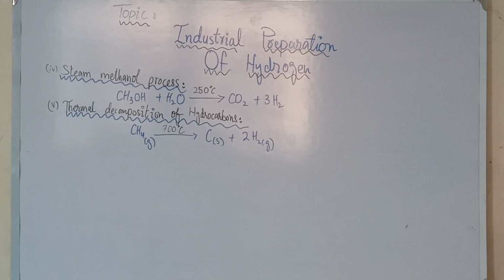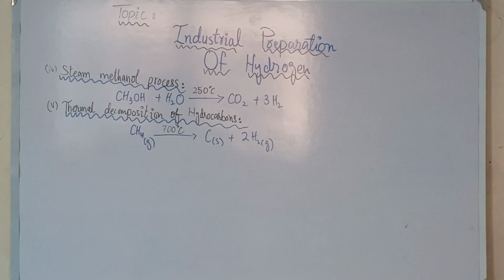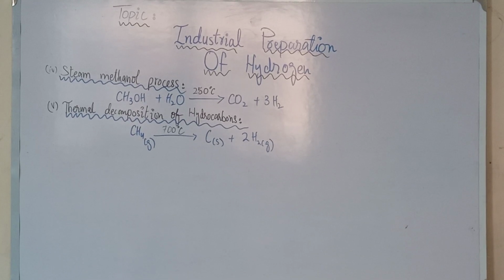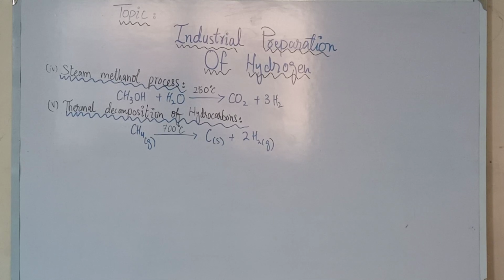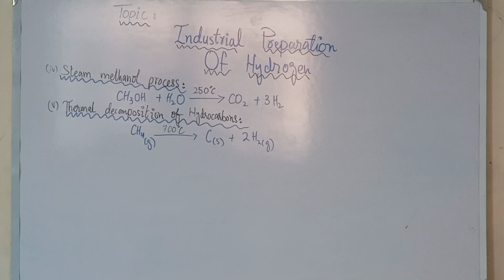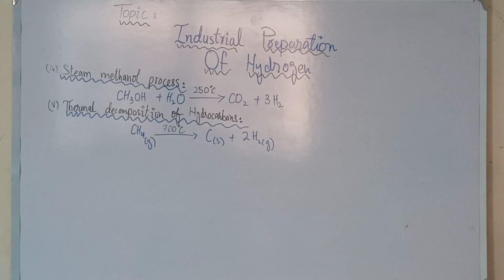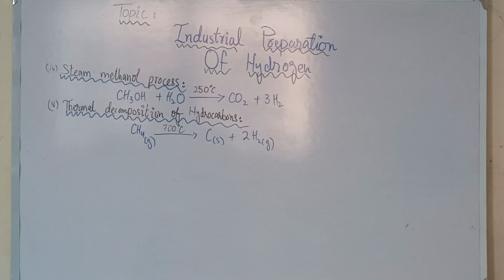Thus, the carbon obtained is known as carbon black, which is a byproduct and is used in the rubber industry, especially as filler for tires. It is also used as a pigment for ink, plastics, pen, typewriter, carbon papers, etc.